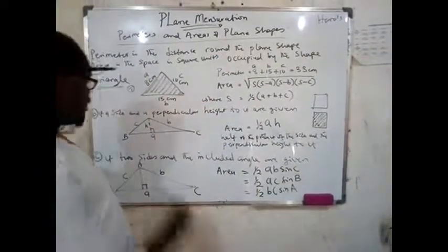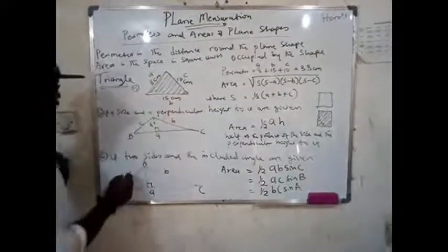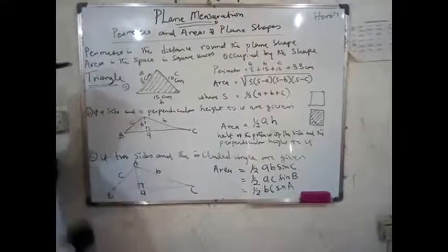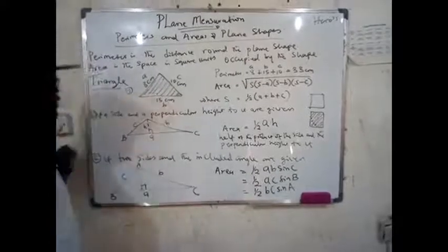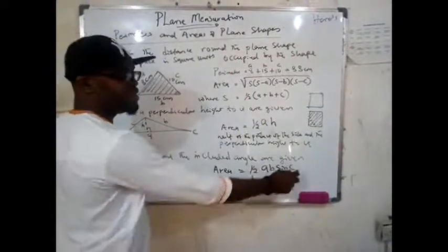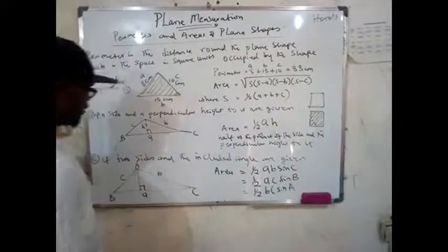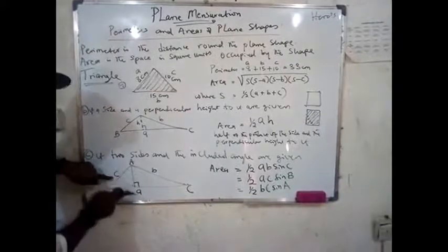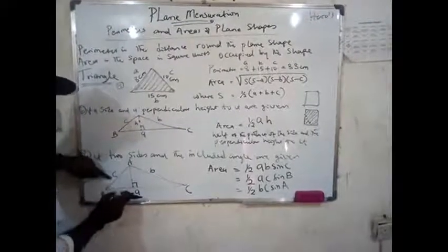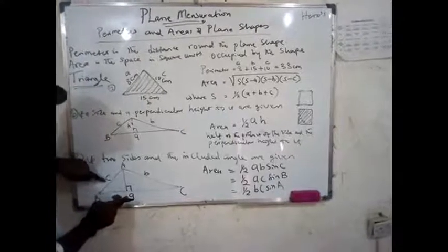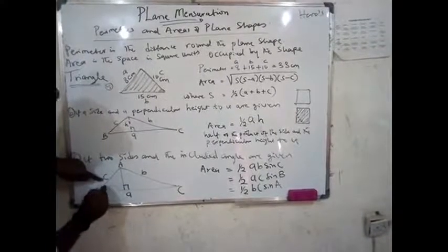But then, when you're given two sides, let's say you're given A and C, or C and B, or A and B, what formula are you going to use? You're going to use this formula that says area is equal to half AB sine C. You understand? So if you're given A and C, you say half AC sine B, the angle that is in between them.